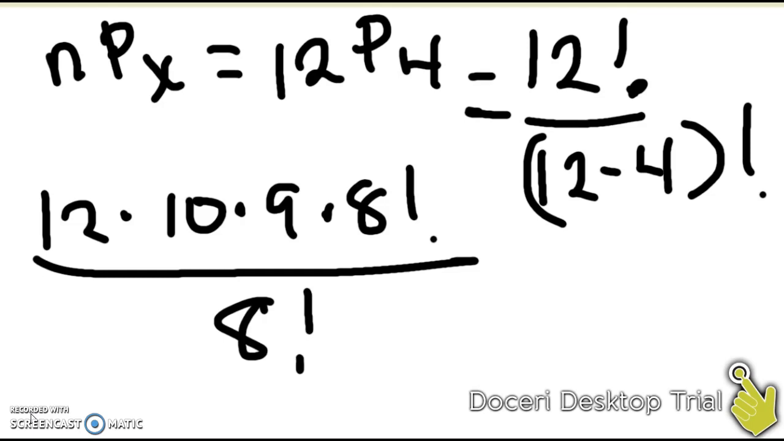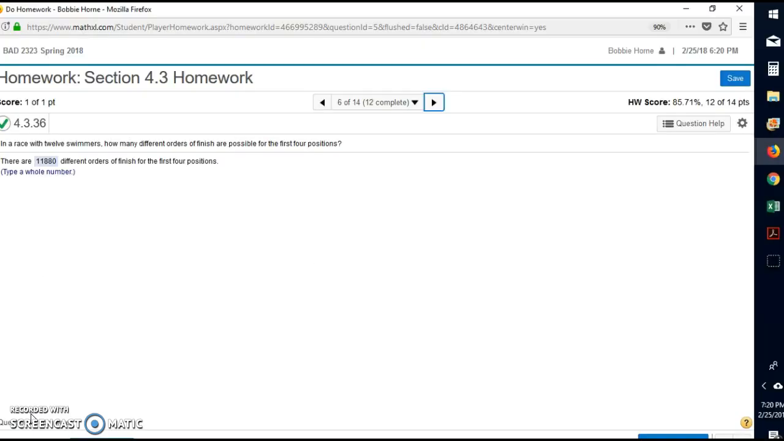So we do 12 times 10. I always leave out 11. I don't know why I did that earlier. 12 times 11 times 10 times 9. And let me go back and see what we got there. When you multiply that out, you get 11,880 there.